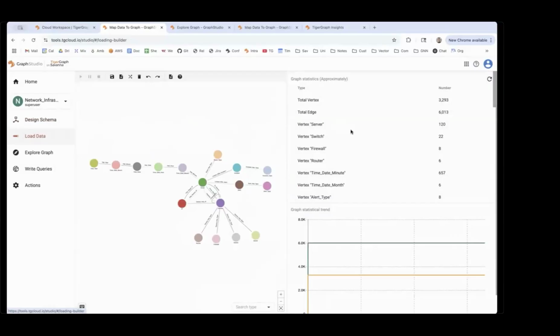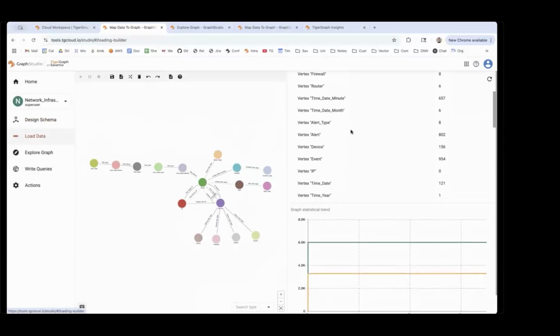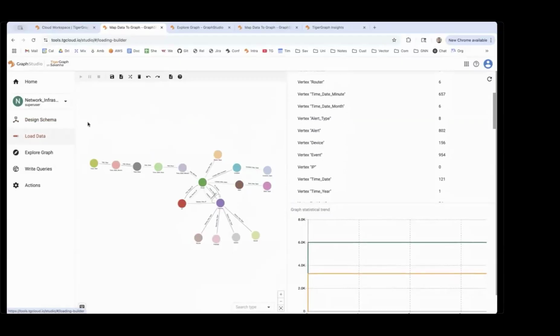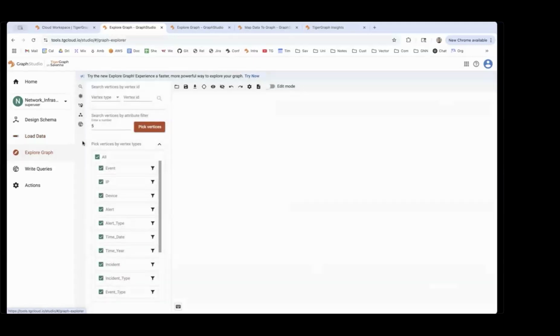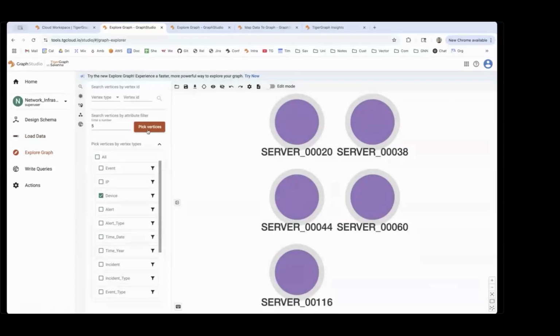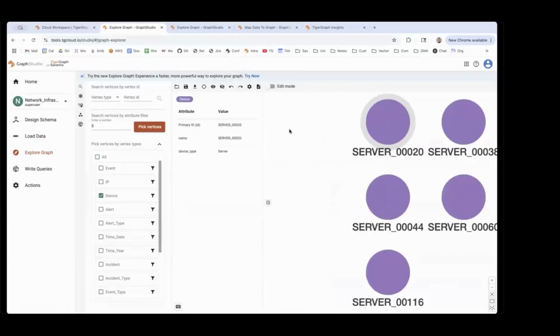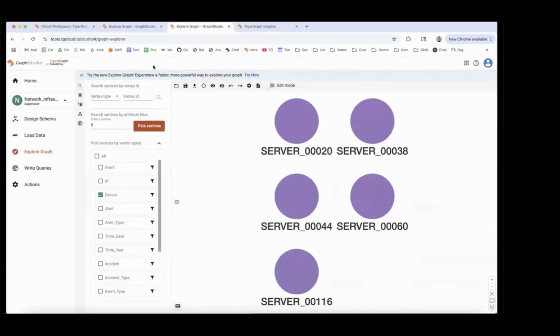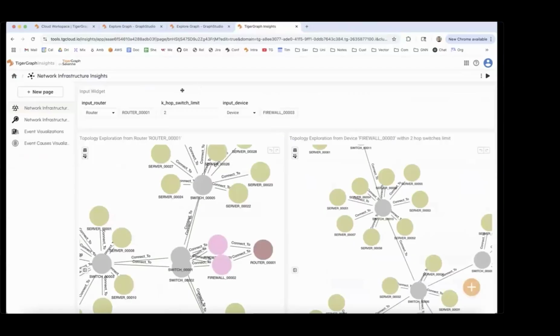It also defines the statistics per vertex type. So I can see that I have 120 servers defined and 954 events. Under Explore Graph, I can look at the specific data set. So I'll pick the device vertex, and here I can see the data. And if I click on each of these dots, I will see the attributes for the data. So moving on to TigerGraph Insights. TigerGraph Insights includes 4 dashboards that are purpose-built for this solution kit.